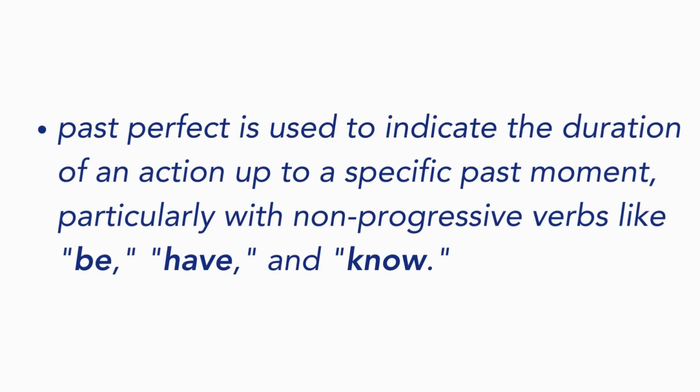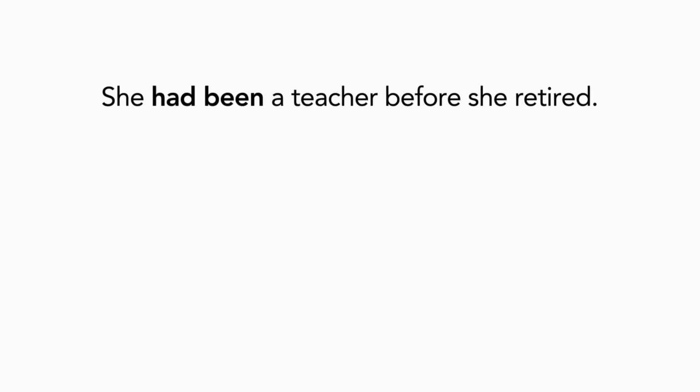Past perfect is used to indicate the duration of an action, up to a specific past moment, particularly with non-progressive verbs like be, have, and know. For example, she had been a teacher before she retired. The past perfect had been indicates her previous occupation as a teacher before her retirement.